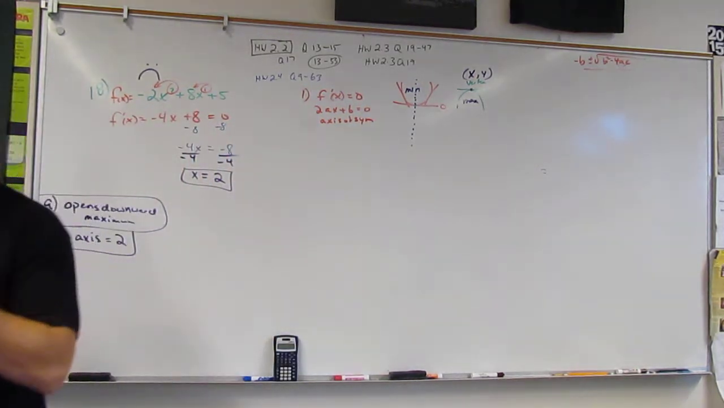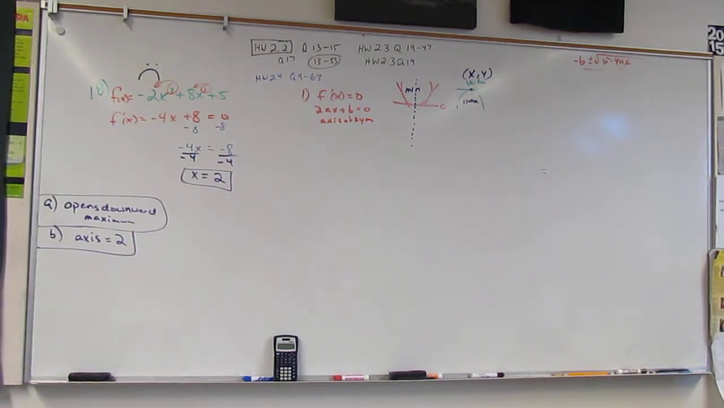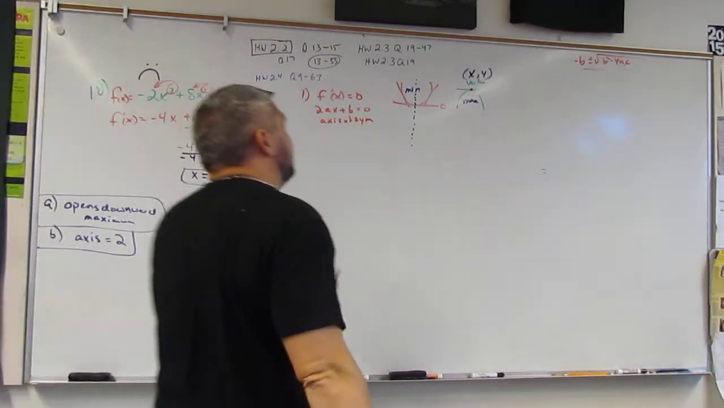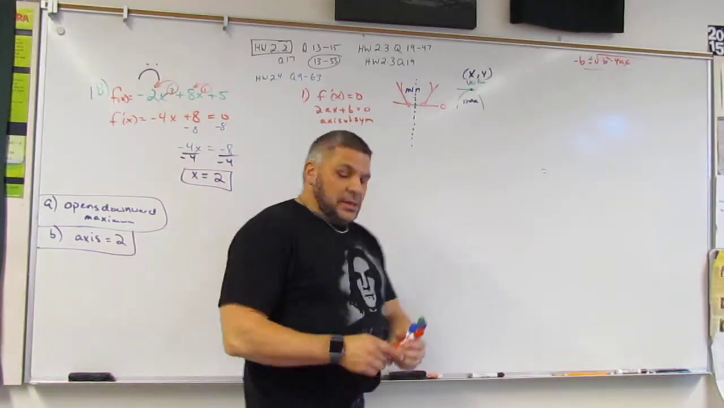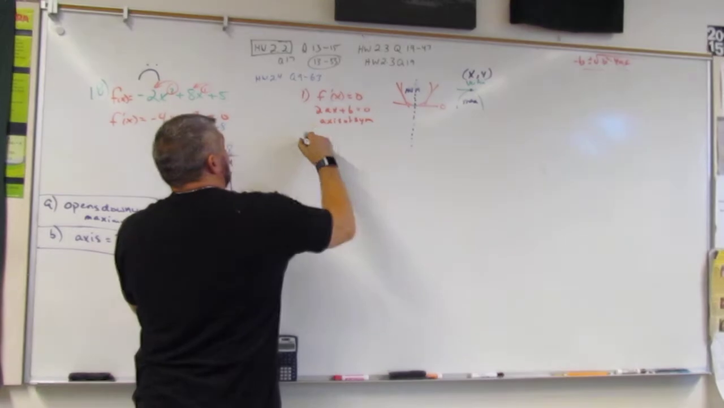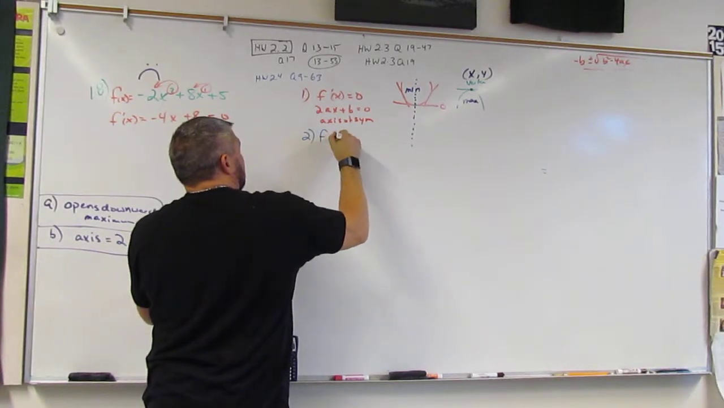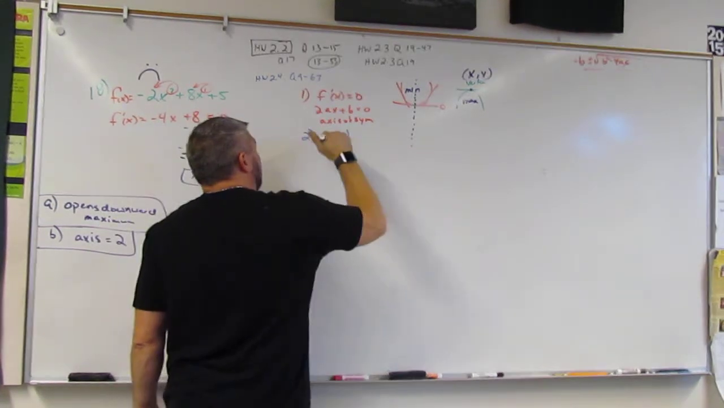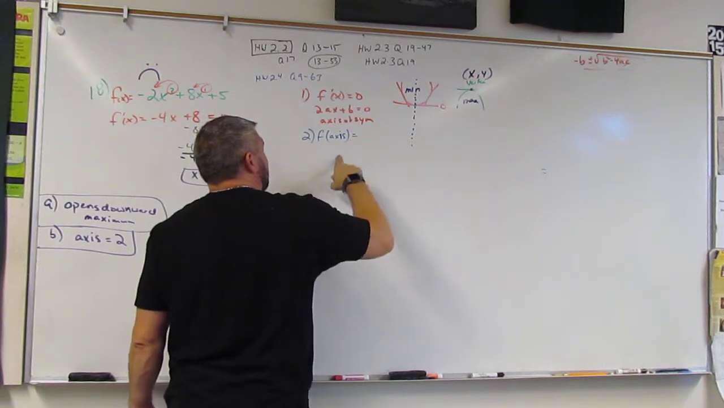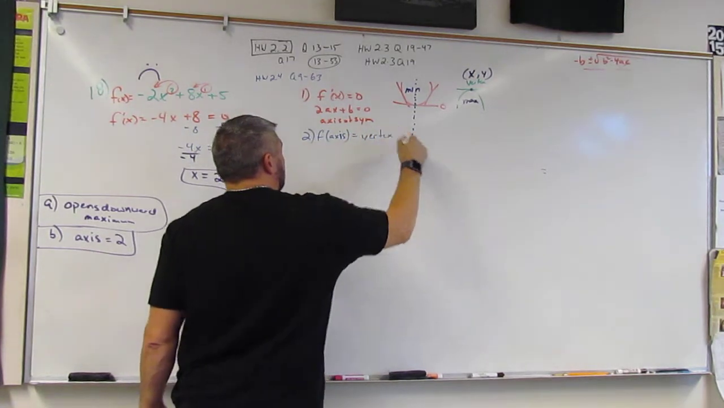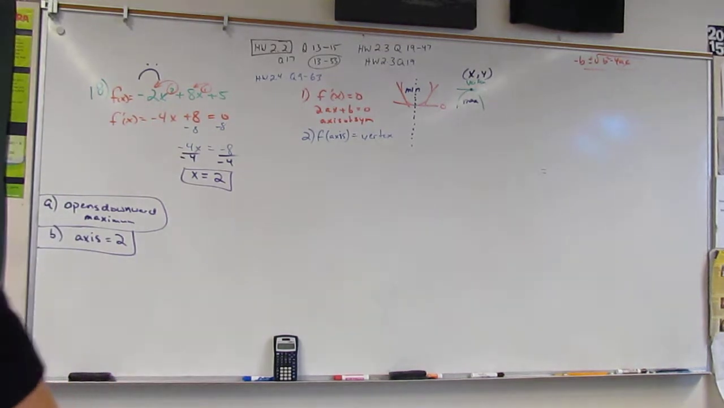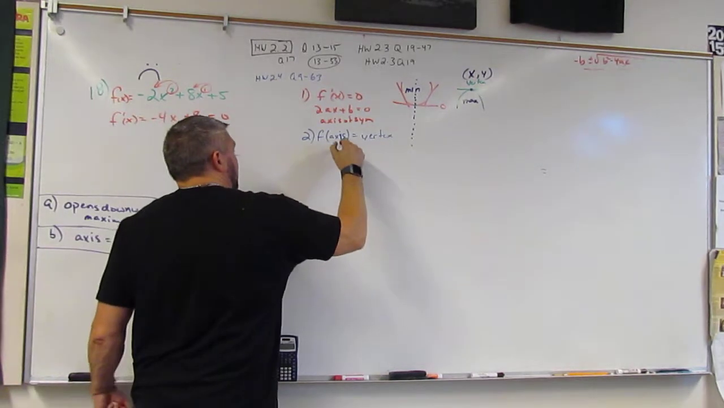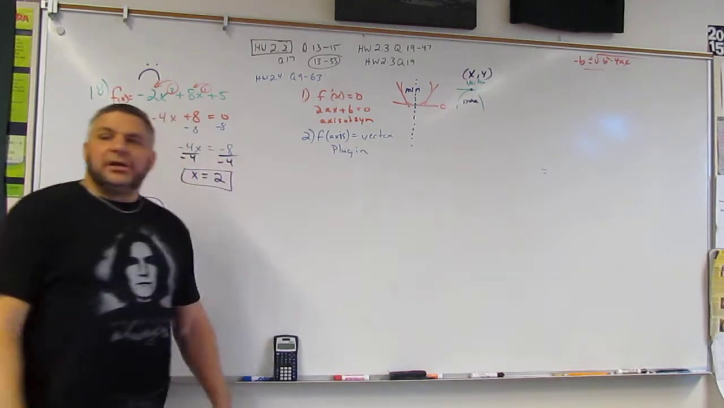Now my second step is to find y. That's all. And if I know y, then I know x and y, which is the vertex. Does that make sense? So I'm going to take the axis and plug that in. I take the function with respect to the axis, and that's going to give me y. So I plug in x. I call this the plug it in. Plug it in, plug it in.